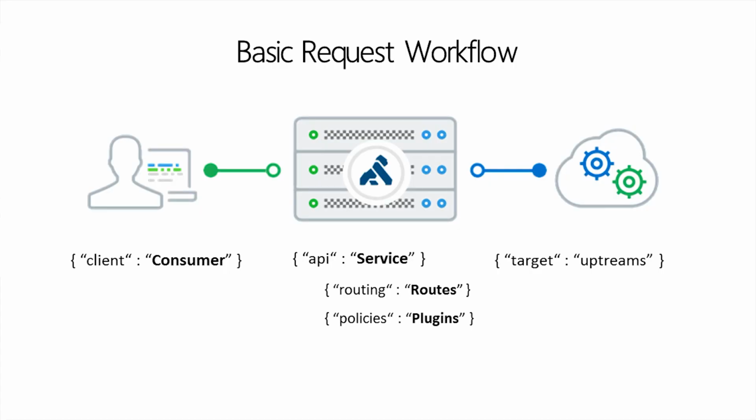So what's the basic request workflow? We have a client, which is called the consumer, that sends in a request. There is an API, which is called a service, and that API has routes and plugins enabled. Based on that, it will send the request somewhere if all of the rules of the API and the plugin were passed. Otherwise, it will reject it however it should. And then there's a target, which is the upstream, and for that I can also set up specific rules.